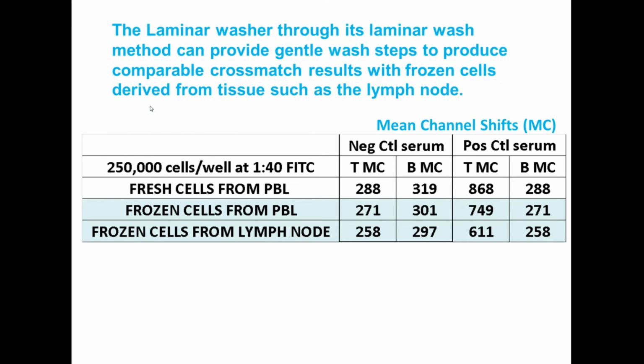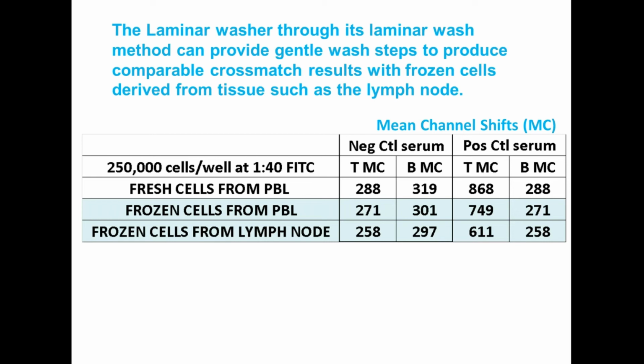I also tested frozen cells derived from the lymph nodes. These results are indicated on the bottom row. I got the same crossmatch results as the frozen cells from blood, or the results in the second row, and the same results as the fresh cells from the blood, the results in the top row. So the same protocol using the Laminar Wash system can be used for lymphocytes isolated from tissue as well.